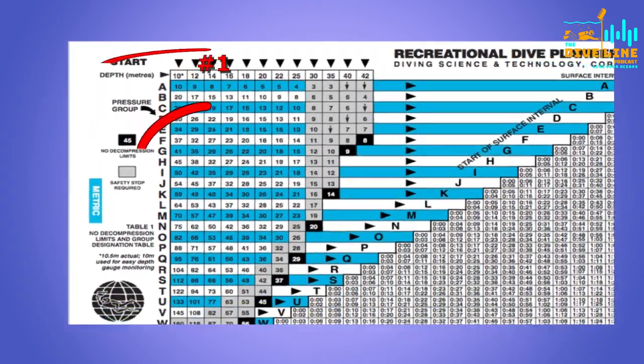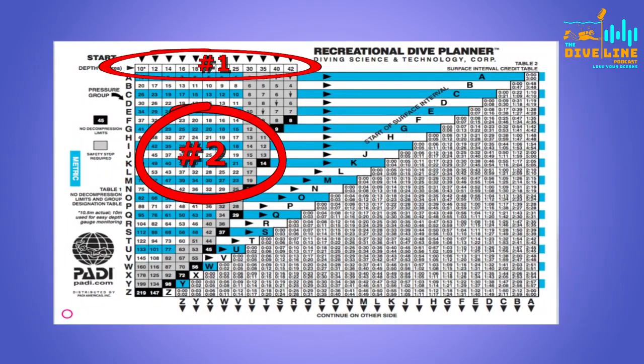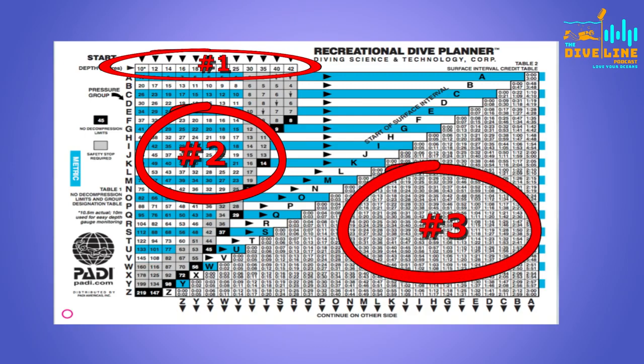Number 2 is time. This is the amount of time that you can spend underwater at that depth. Number 3 is surface interval. This is the amount of time that you spend on the surface between 2 dives. And number 4, most importantly, is pressure group. This is denoted by letters.